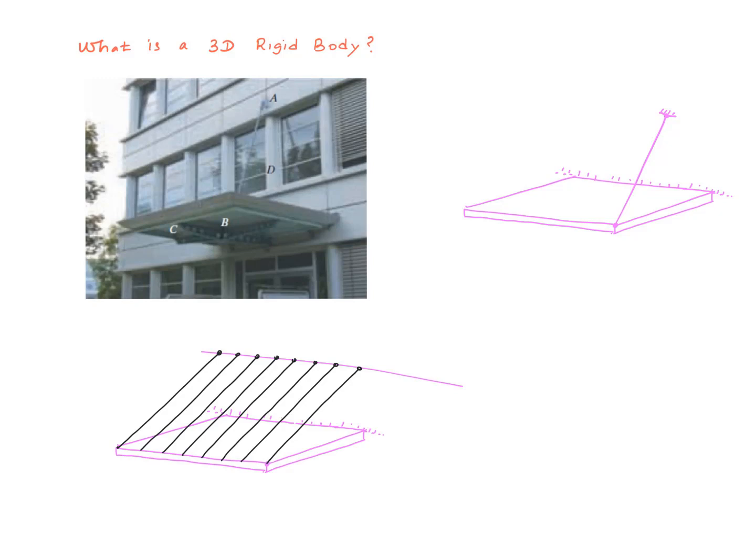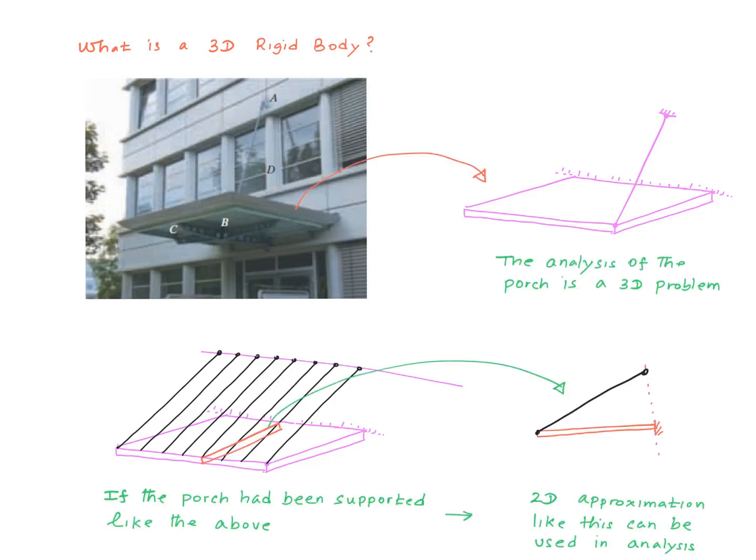On the other hand, if the arrangement had been something like this, where several cables are used instead of one cable in a symmetric manner, then we could come up with a two-dimensional approximation to analyze this. So here's the 2D approximation that I would use in the analysis. I'll take a little section on this plate, right, and then approximate that as a two-dimensional body.